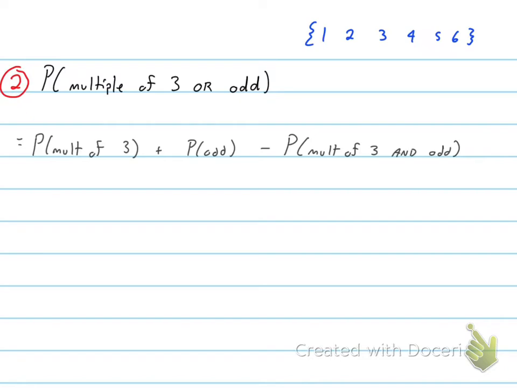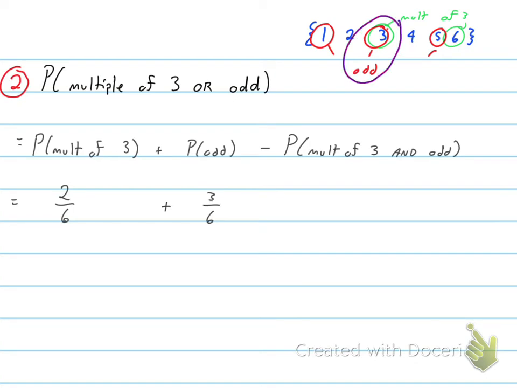Let's start by looking at multiples of 3. As we talked about before, multiples of 3 is anything that divides by 3, so that could be the number 3 or the number 6. So the probability that I roll a multiple of 3 is 2 options out of 6. And I'm going to add the probability of rolling an odd number, which we know would be 1, 3, or 5. So 3 options out of 6.